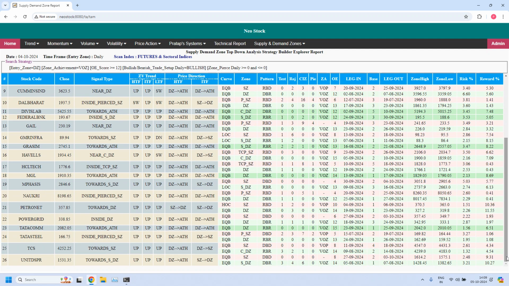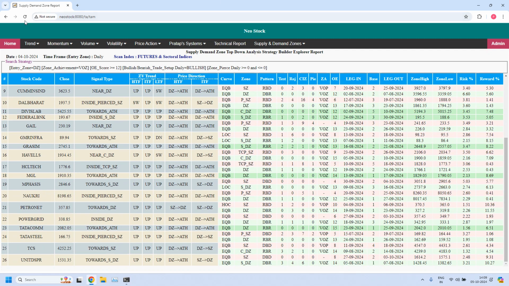Now let's verify how many of these stocks are supporting ITF confluence. That means daily zone with weekly zone confluence. What exactly is the meaning of zone confluence? The daily zone should be part of the weekly zone. That means overlapped with the weekly zone.